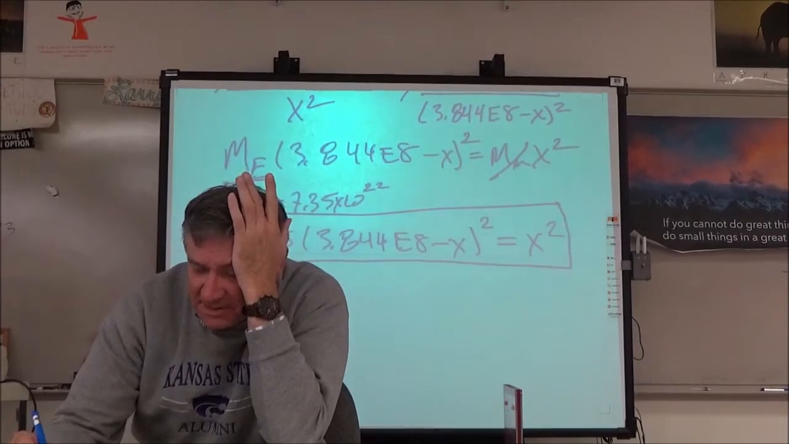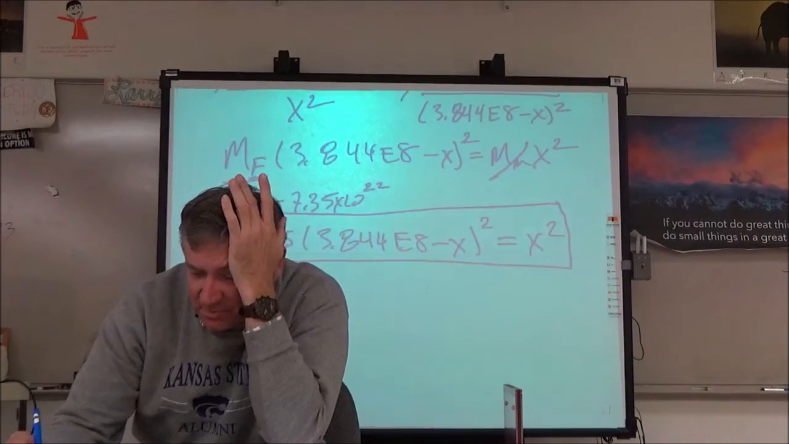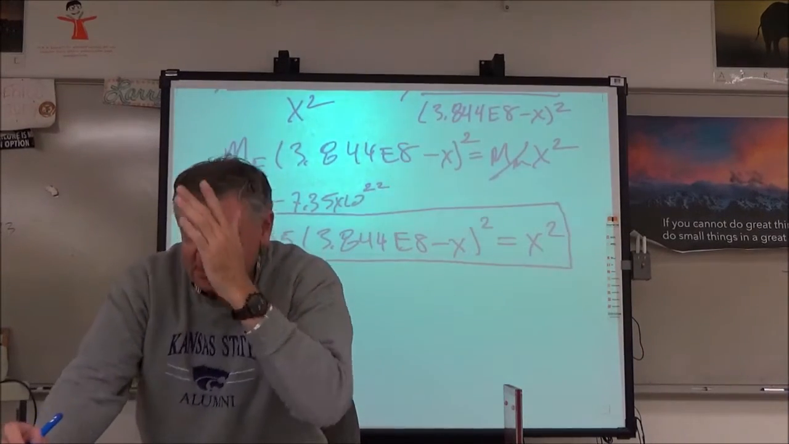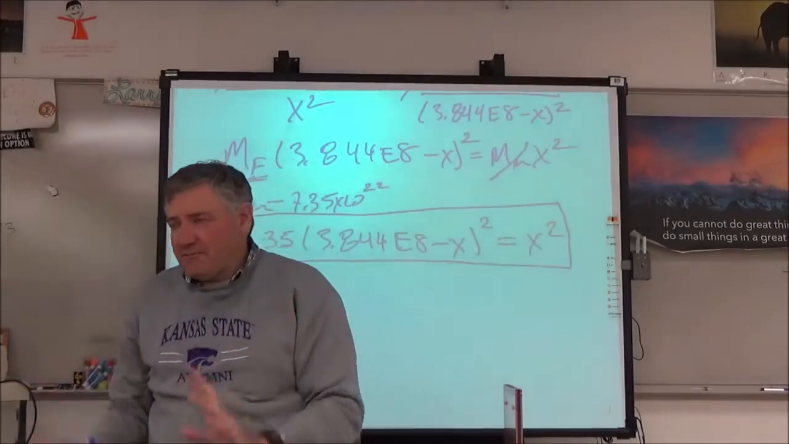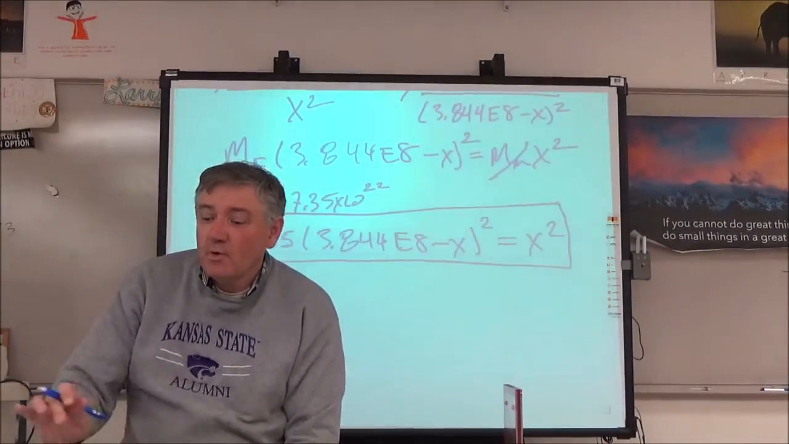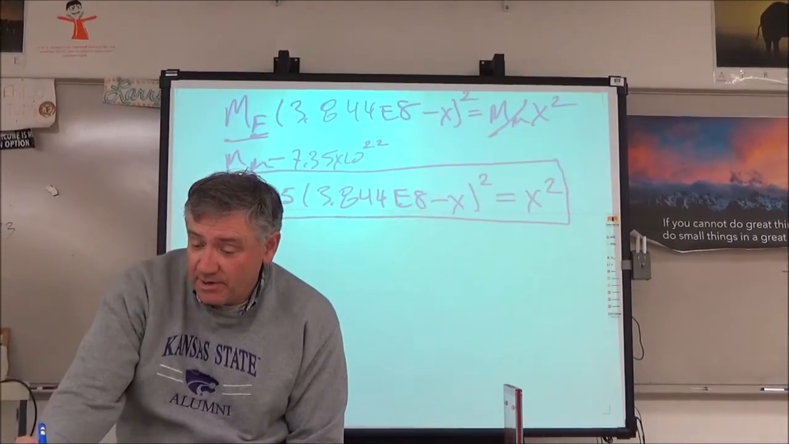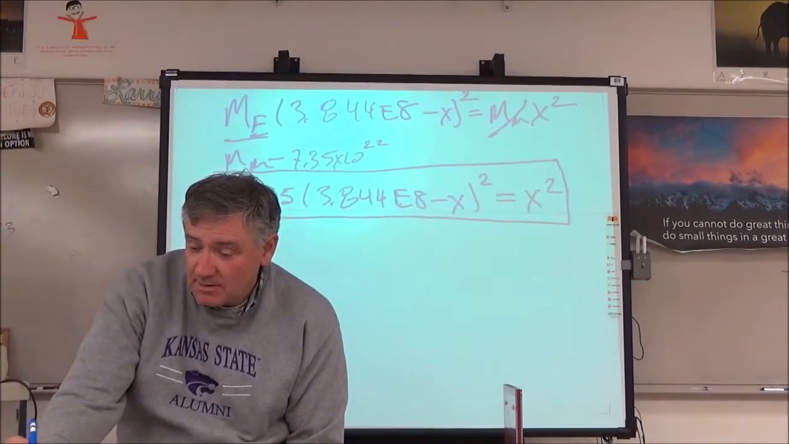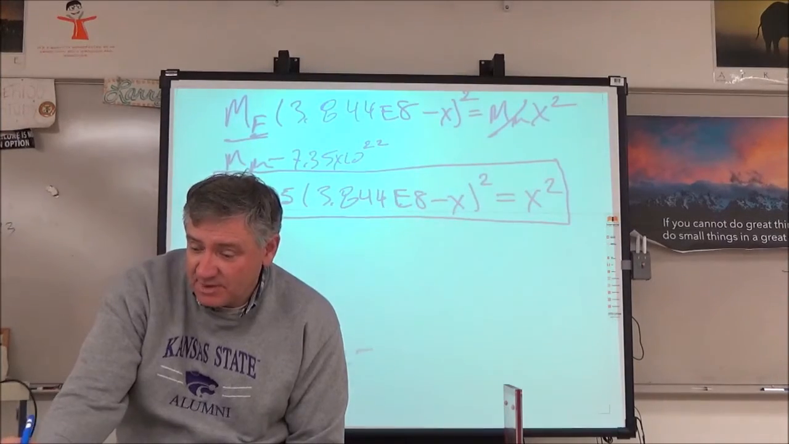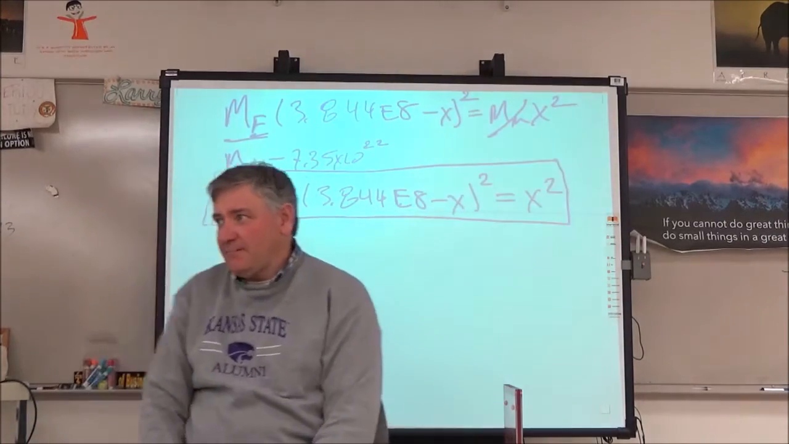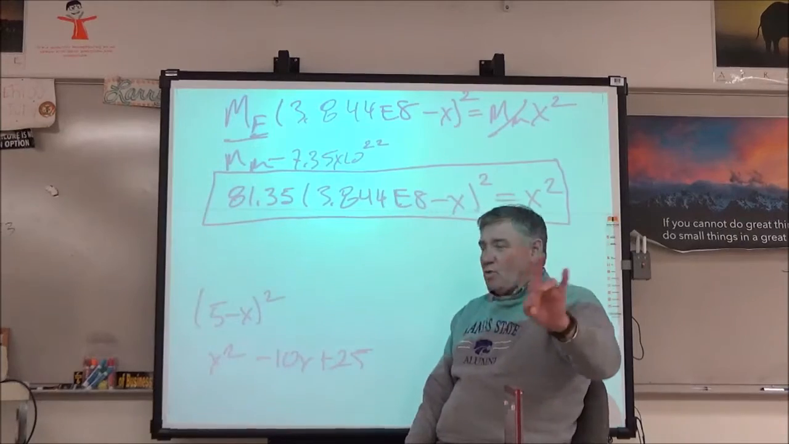So let's make this simple. Pretend that you're back in Algebra 1, and I ask you to expand the binomial (5 minus x) squared. What do you get? x squared minus 10x plus 25, right? Y'all remember that? So here's option number 1.